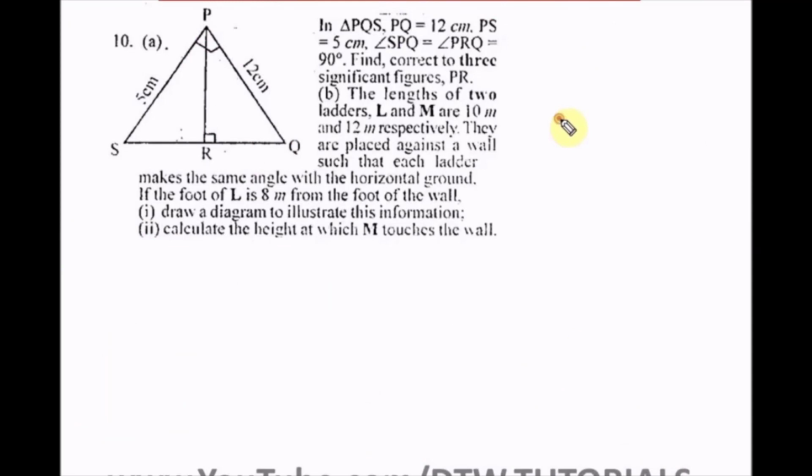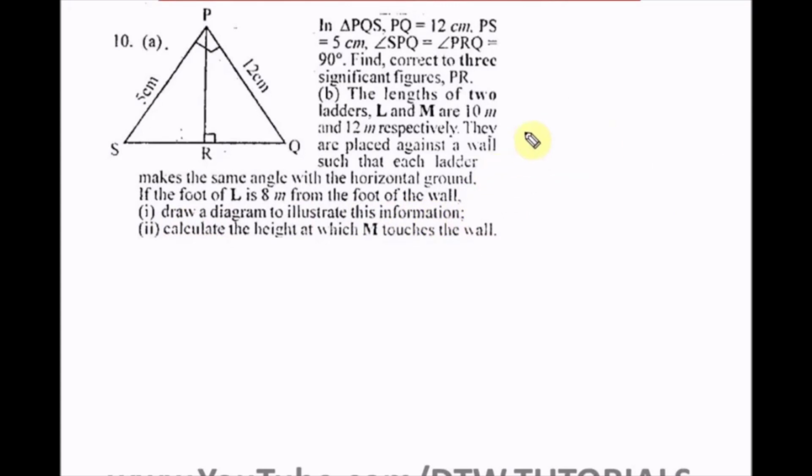Question 10B of the WASSCE 2018 Mathematics Theory question says the lengths of 2 ladders L and M are 10 meters and 12 meters respectively. They are placed against a wall such that each ladder makes the same angle with the horizontal ground. If the foot of L is 8 meters from the wall, question I says draw a diagram to illustrate this information. So that is 1 mark. Alright, so we have to draw the diagram.